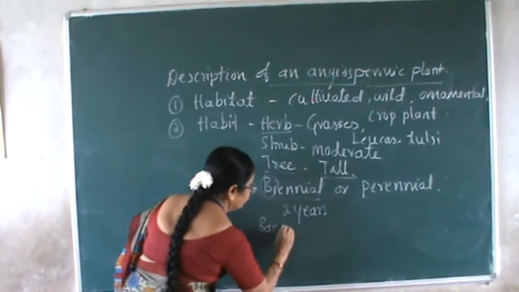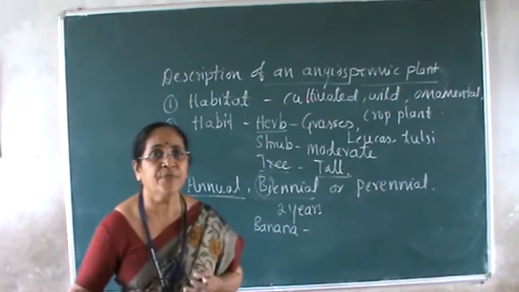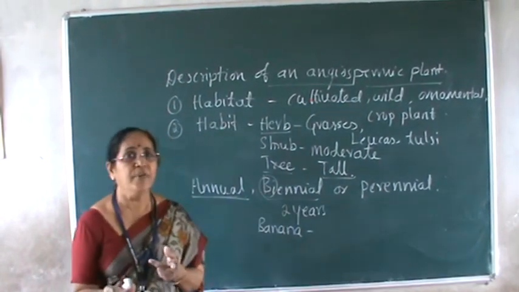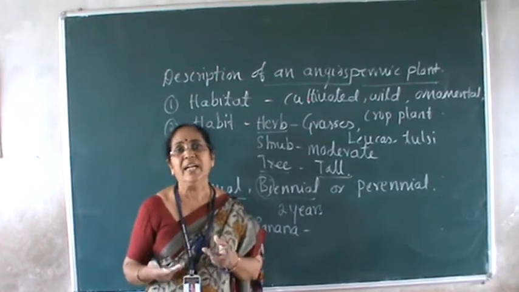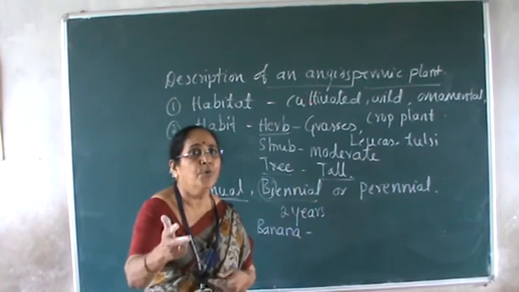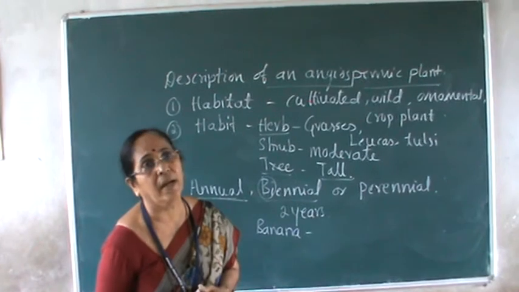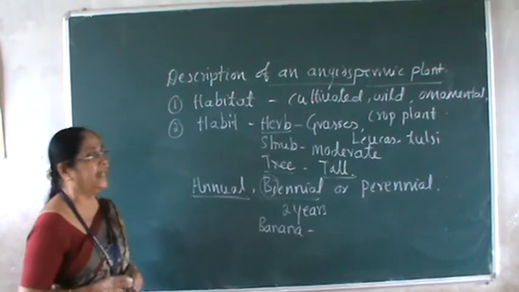Banana is an example for a biennial plant because in the first year it completes its vegetative growth. In the second year it produces the flower, the inflorescence. Once it produces the flower, we know banana is going to be produced. Once the banana is ready to harvest, the plant is cut. So it needs 2 years to complete its life cycle, and hence the plants can be called biennial plants.